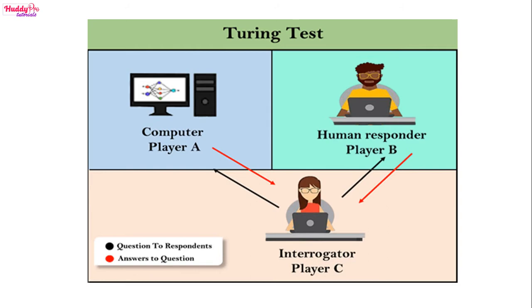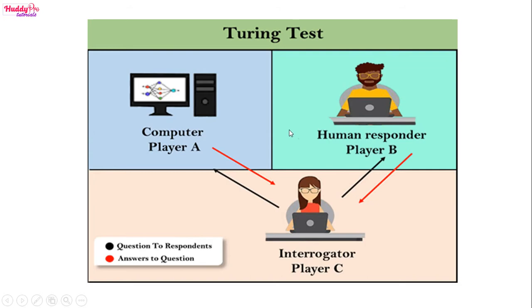Two persons and a machine are evaluated and participate in a test. Out of the two persons, one plays the role of the tester. We have this tester, the interrogator, which we are calling player C, and then we have another person, the human responder, player B, who is interrogated. This human is given the same questions as the computer, which is player A. This is a natural agent, a human being, and this is a computer. Player A and player B are both given the same test.